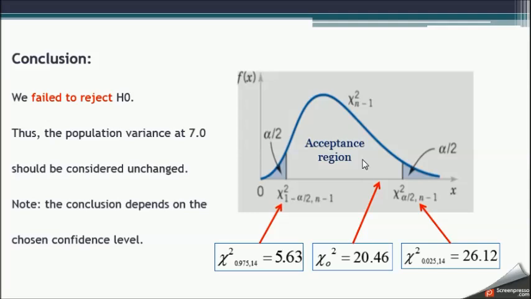according to our test. We notice that the conclusion or the result of our test depends on the confidence level we choose, because if we change the confidence level, this value will change and maybe we have different results. But here, for the confidence level of 95%, we have failed to reject the null hypothesis, so we conclude that the population variance is still unchanged at the value of 7.0.